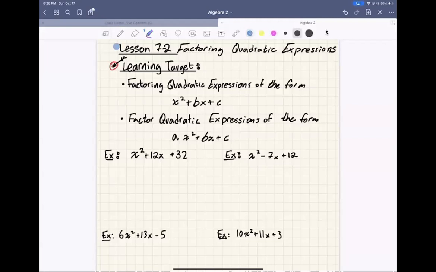Today's lesson is lesson 7-2. You're probably wondering why we skipped 7-1 and chapter 6 and chapter 4. Don't worry, we're skipping some stuff. Our goal here is factoring quadratic expressions. Our learning target is to factor quadratic expressions of the form x squared plus bx plus c and of the form ax squared plus bx plus c. I noticed I said 6 right here, but it should be c.